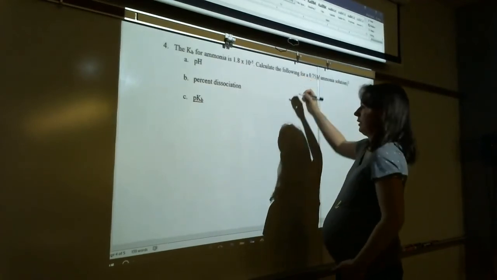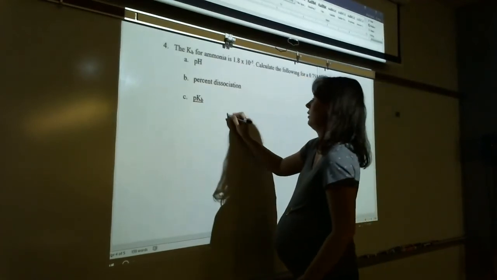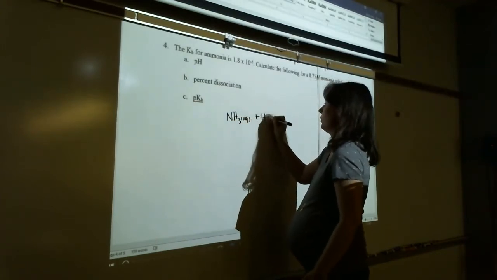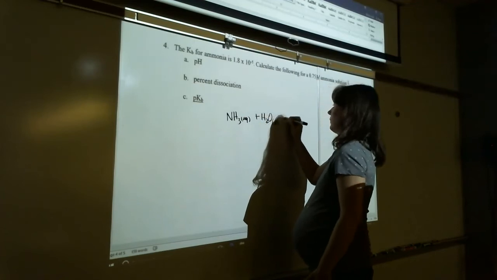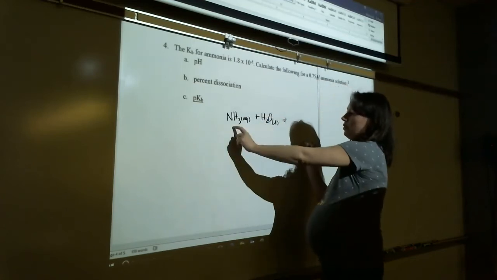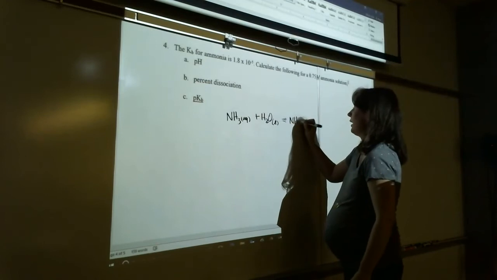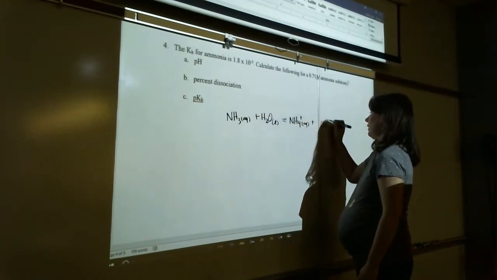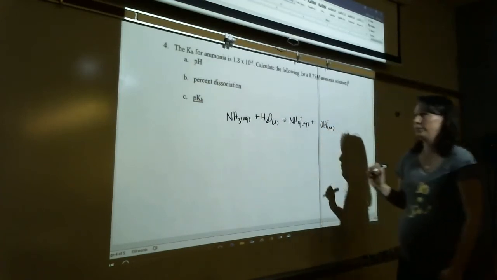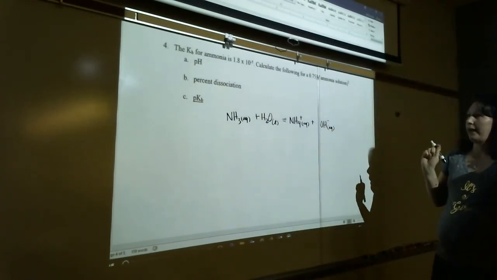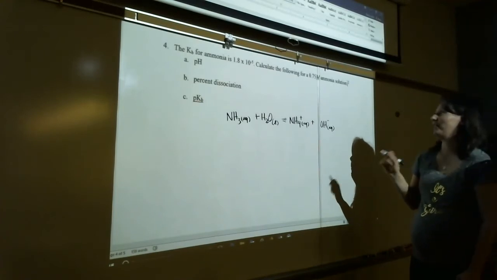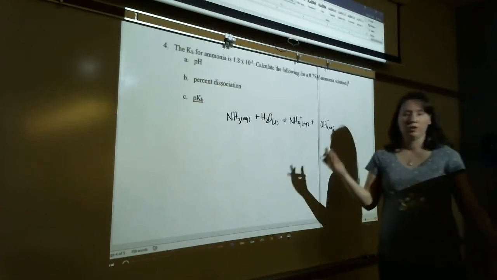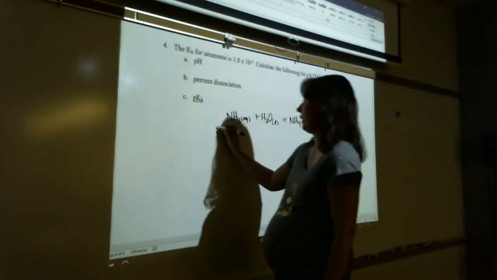So let's see, where's a good spot? Right here. NH3 plus H2O is in equilibrium. Now this is the donor, right? So we get NH4 plus, the ammonium ion, and hydroxide ion, right? And I've got the Kb, and I've got the initial concentration, so I can solve these problems just like I did on my previous ones. Still got to make an ICE table.